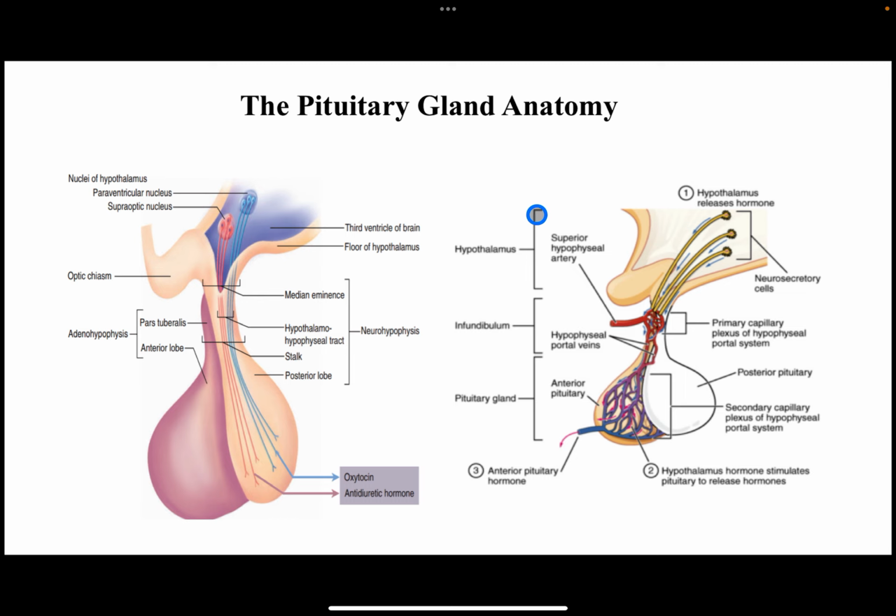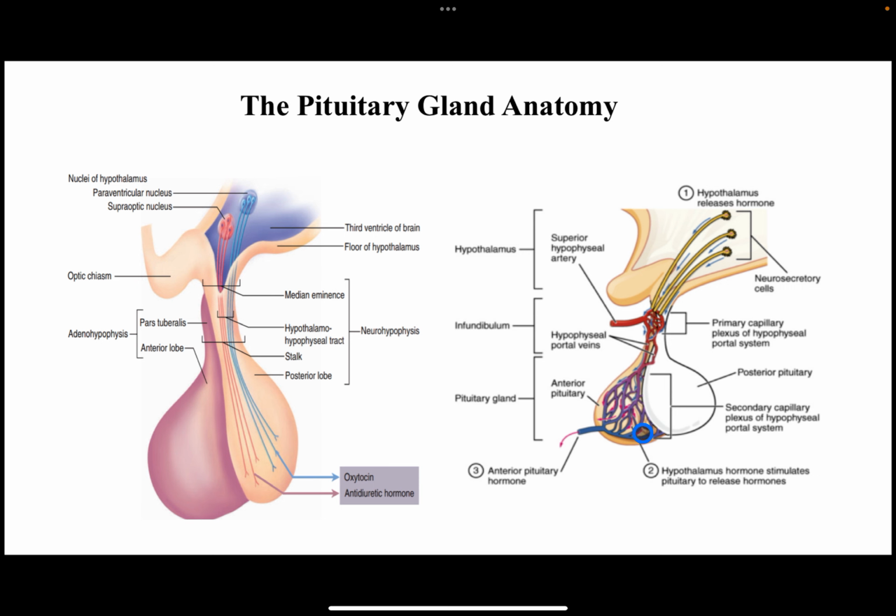So you see, we have the hypothalamus. The hypothalamus is at the superior part over here. Then we have the superior hypophyseal artery. So we have a blood vessel that connects. We have blood vessels connecting, the hypophyseal portal system, which is made up of veins, the hypophyseal portal veins. They connect the hypothalamus down to the anterior pituitary. Is that okay? Good.